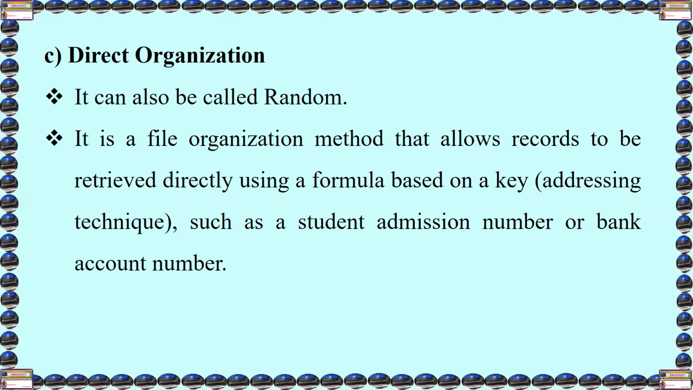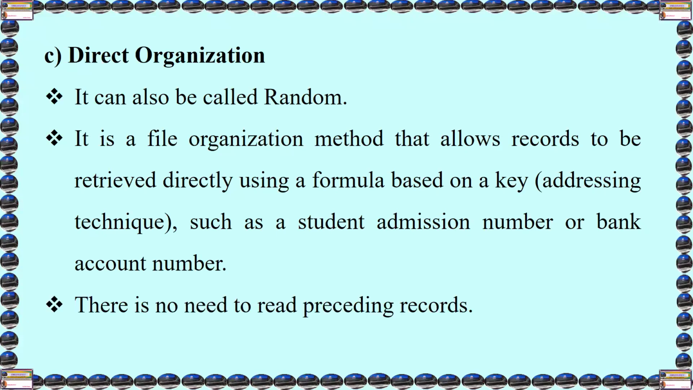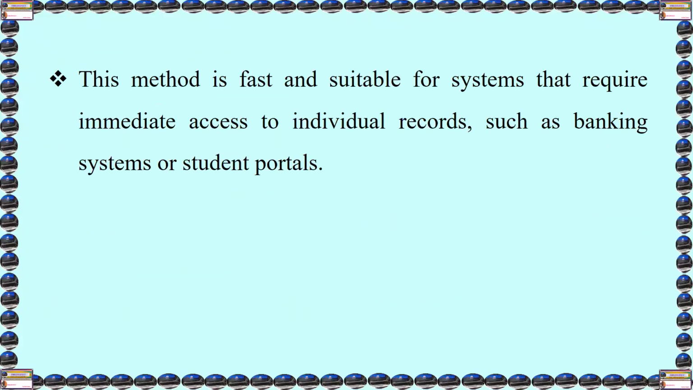The third method of file organization is direct organization. Direct organization is also called random. It is a file organization method that allows records to be retrieved directly using a formula based on a key, that is, an addressing technique, such as a student admission number or a bank account number. There is no need to read preceding records.